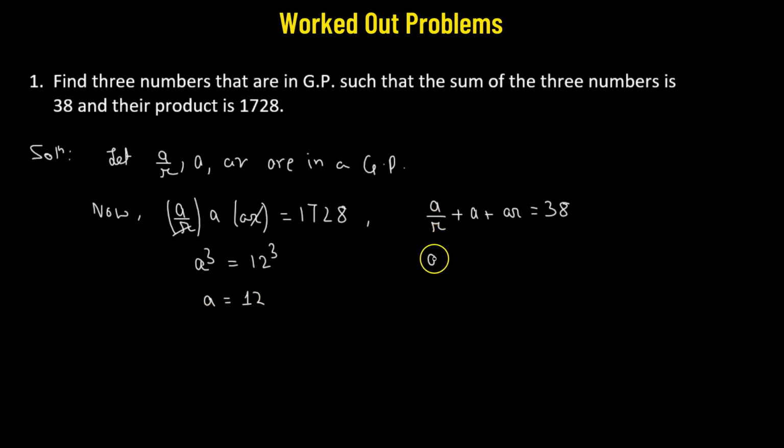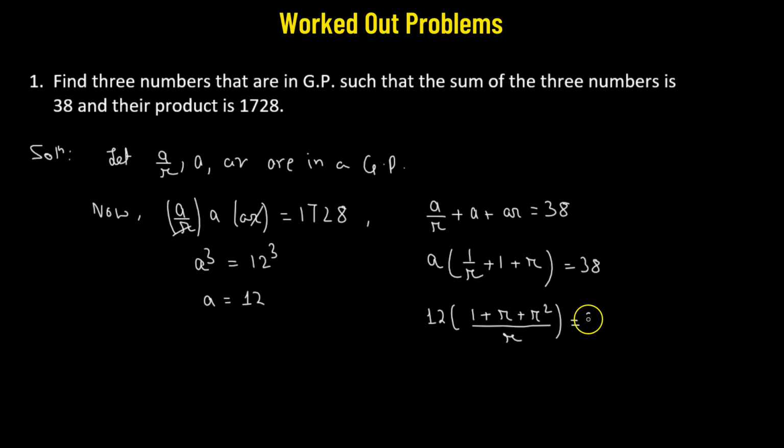So now that we have the value of 12, we can use this to solve this particular equation. The sum, we can take a as the common factor. We have a times 1 over r plus 1 plus r, this is equal to 38. So a value, that's 12. 12 multiplied by, we will combine the three terms within the parentheses. So we're going to get 1 plus r plus r squared divided by r. So this is equal to 38. Now further simplification gives us 12 plus 12r plus 12r squared equals 38r.